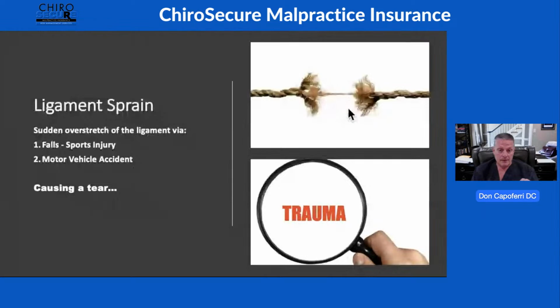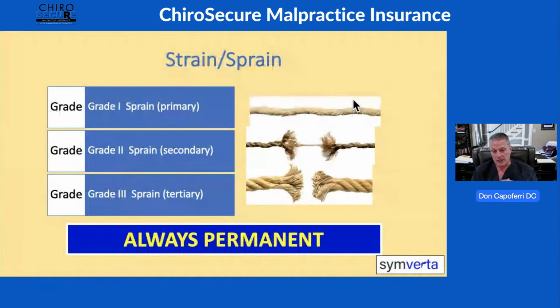Ligament sprain, a common cause of it are falls or sports injuries, motor vehicle crashes. A ligament partially tears and it results in hypermobility of the segments. There are 3 grades of sprain. I mentioned them before. Grade 1 is an overstretching. Grade 2 is partial tear. Grade 3 is full thickness tear.